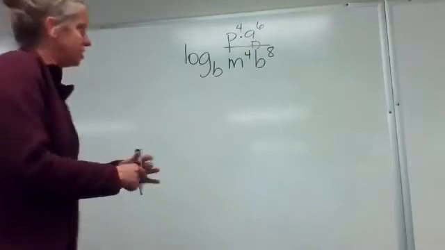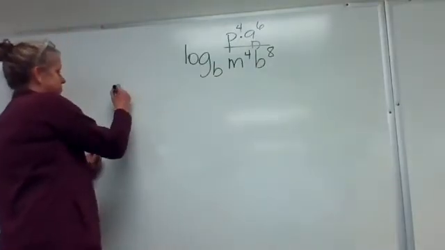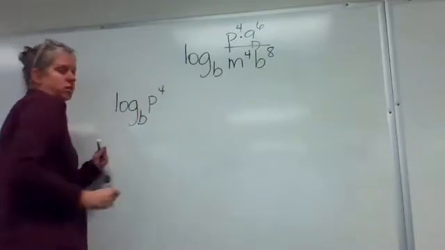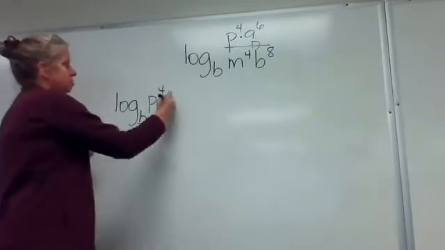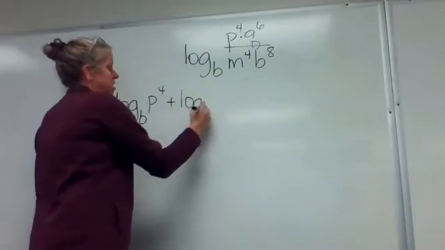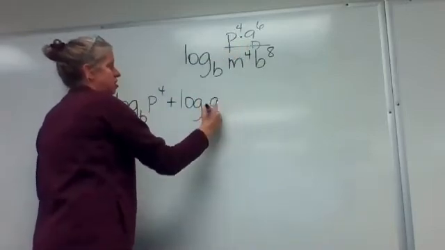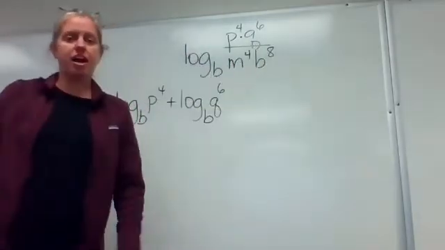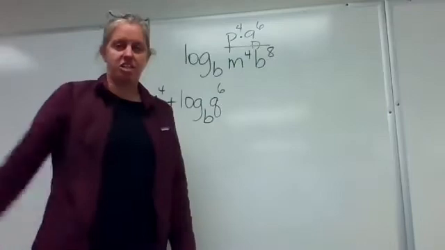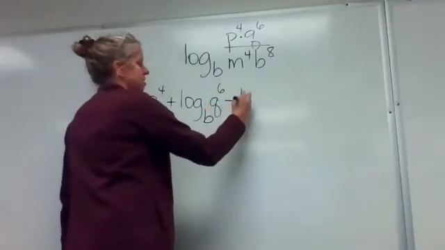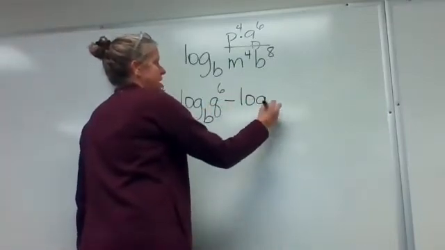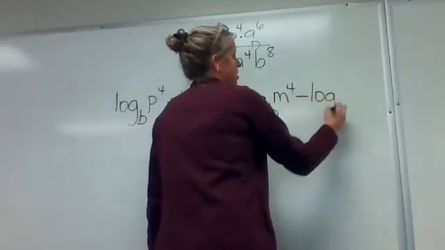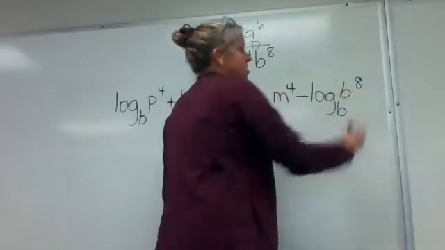Okay, so starting off with the top, I've got log base b. Let's see, the first one is p to the 4th plus log base b, the second one will be q to the 6th. Now, like I said, everything below the fraction bar is going to be subtraction. So minus log base b of m to the 4th minus log base b of b to the 8th.